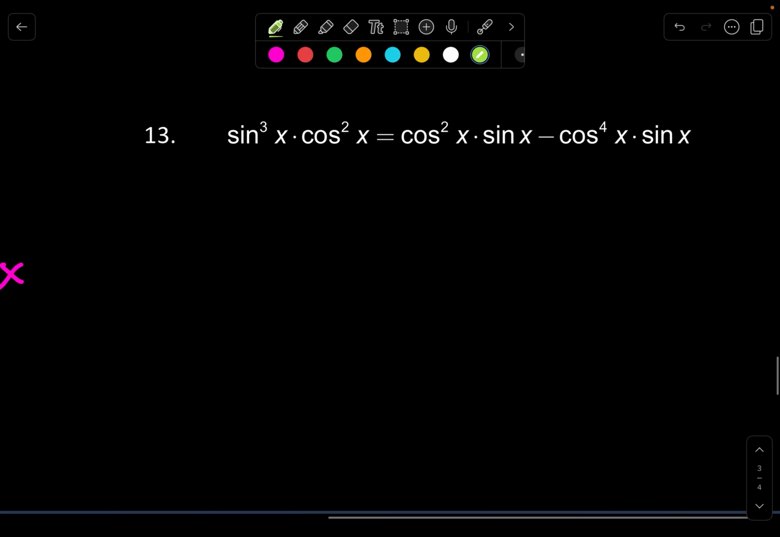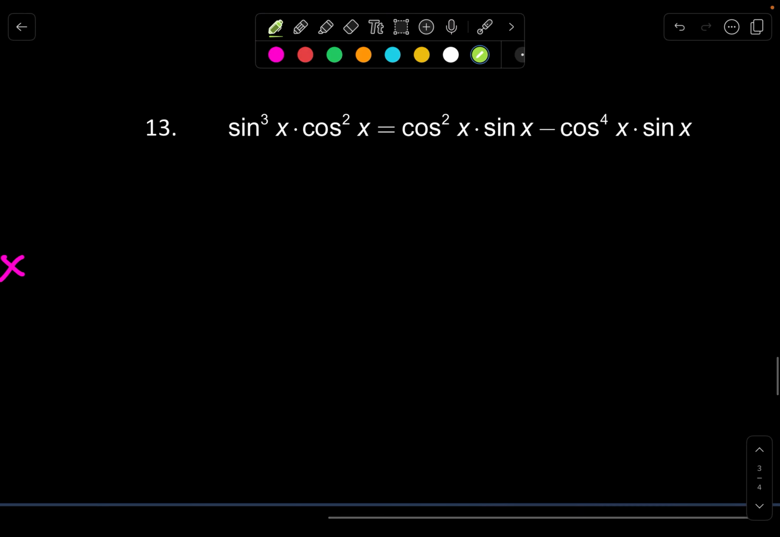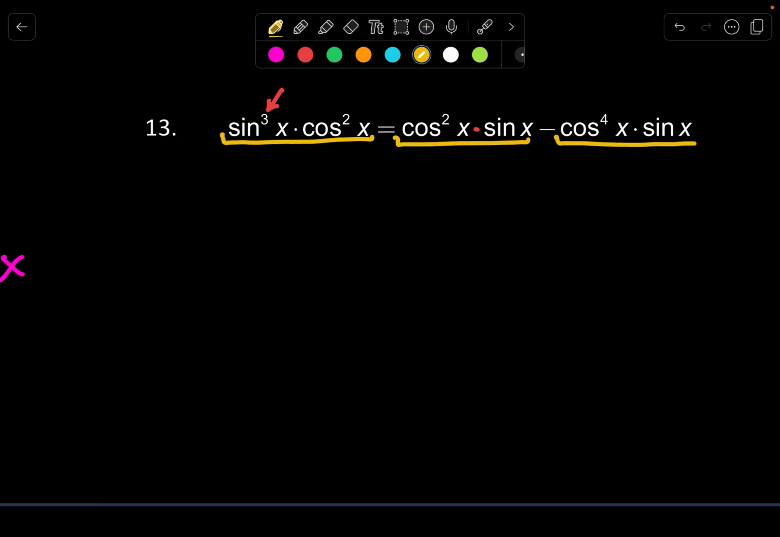And our last one, 13. All right, I've got sine cubed x times cosine squared x equals cosine squared x times sine x minus cosine to the fourth x times sine. So a lot going on here. The first thing I want you to do, it helps to establish what your different values are. So I'm going to just underline all the ones that are connected through multiplication. They're kind of like bonded together.